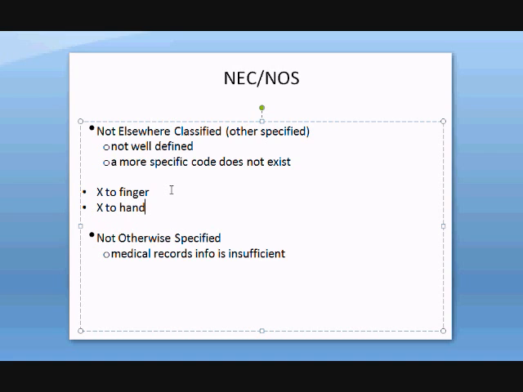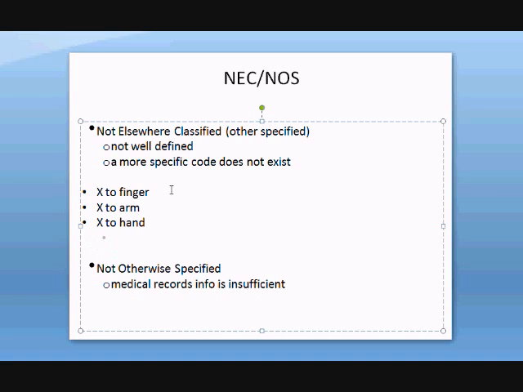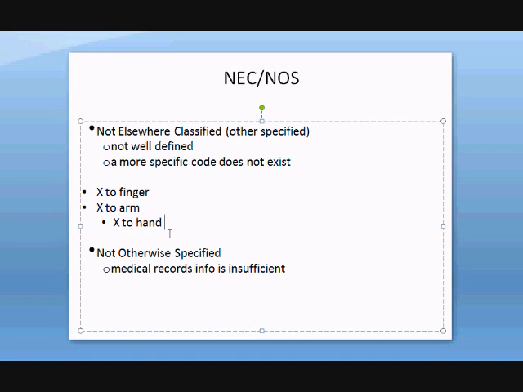Or let's go even larger. Let's say there's injury X to the arm, injury X to hand, but it doesn't go as far as injury X to the finger. Basically what that means is that there is not a specific code for that finger, but the hand code is as close as it's going to get. So then this hand code essentially becomes NEC, not elsewhere classified, meaning there is no code that goes more in depth than what you have for the hand.